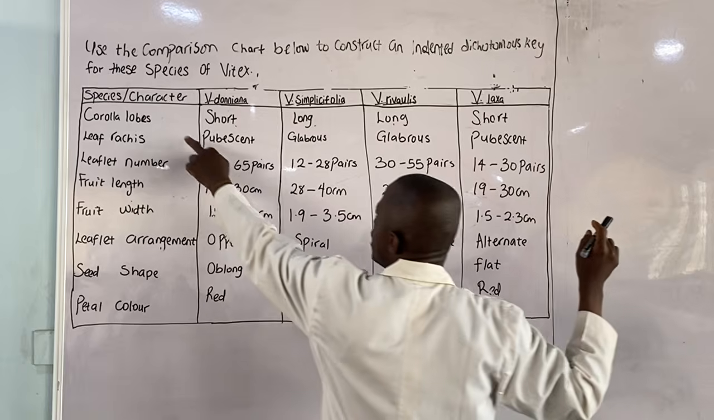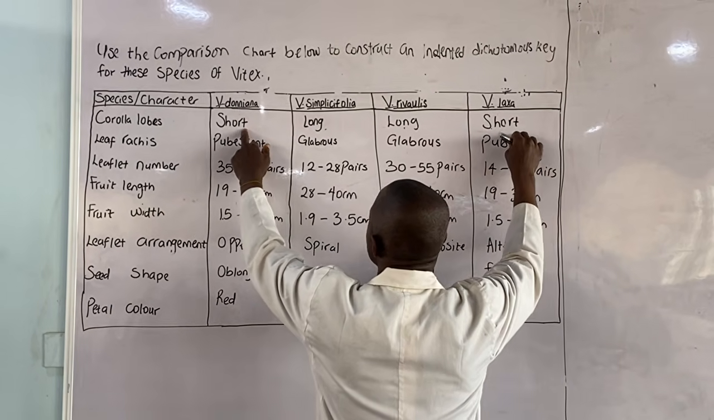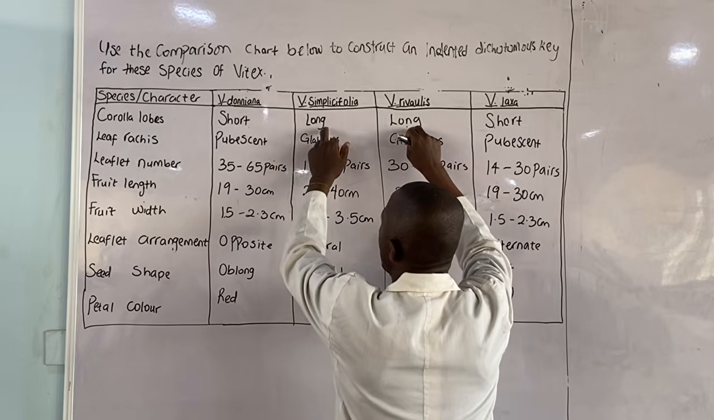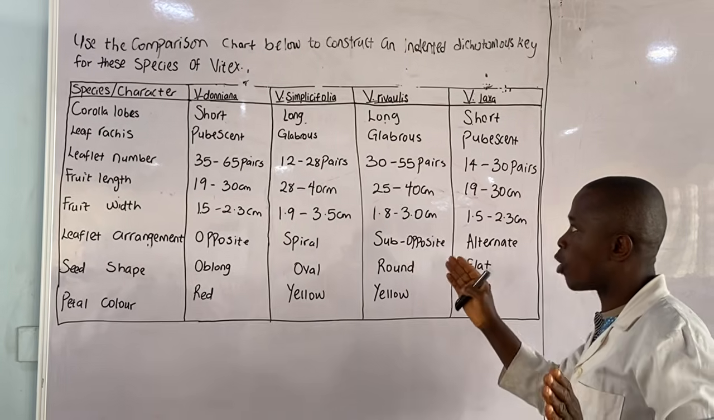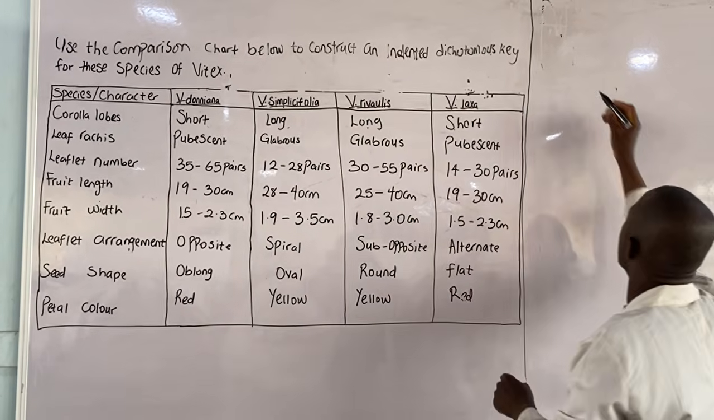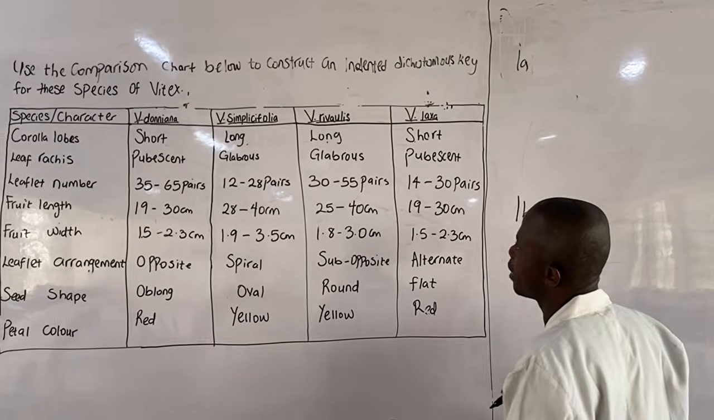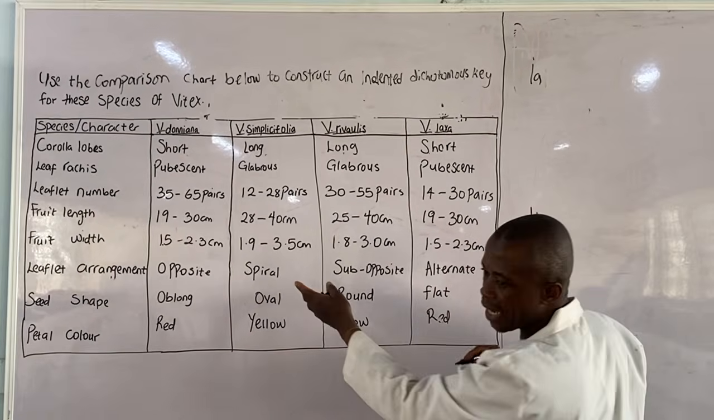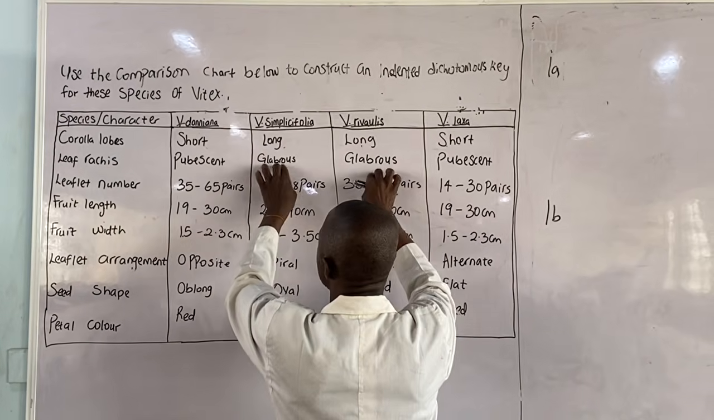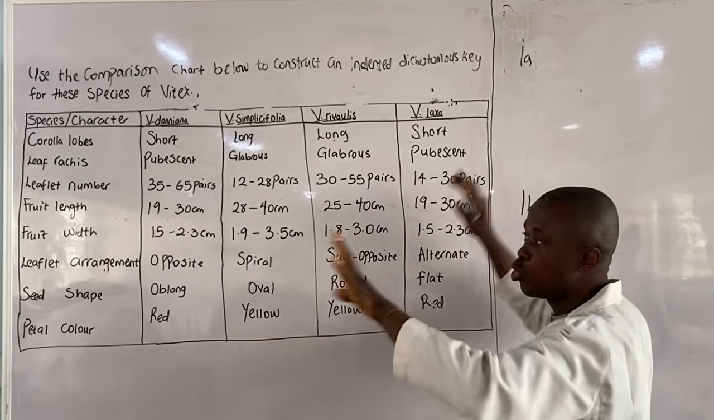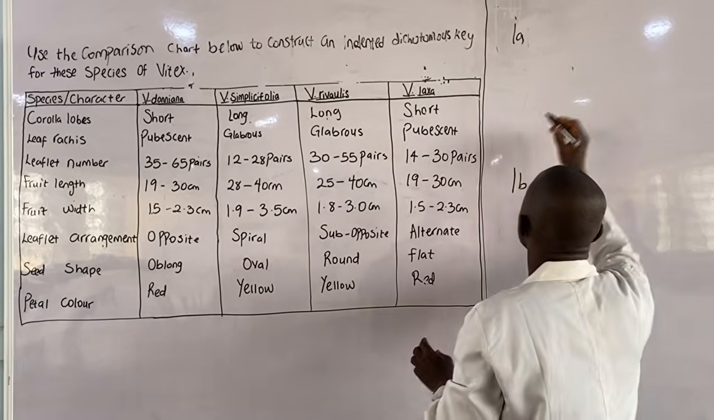For example, corolla lobe is short. You can see, and this one are long. So those are the characters that differentiate them into 2 first. Corolla lobe. So let's use now 1A. Another character is leaf branches, pubescent, glabrous. So let's separate them into 2 distinct groups. So the 4 of them will now be grouped into 2 groups. So 1A is what?